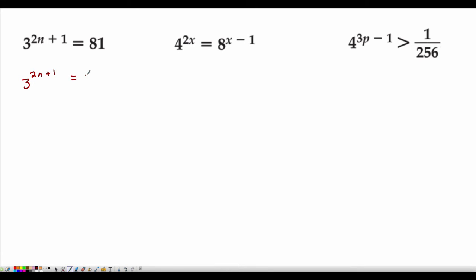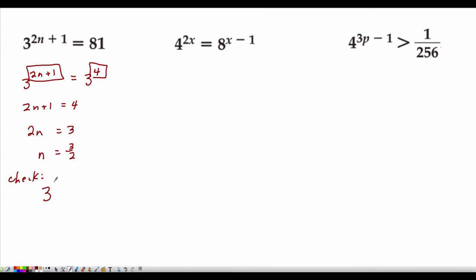To solve these, the bases need to be the same. So I can rewrite 81 as 3 to the 4th power. And now if the bases are the same, that means that the exponents have to be equal. So I'll just solve for n. We get n is equal to 3/2. And we can substitute it back into the original equation just to verify that it's correct. We can check our work. So we have 3 to the 2 times 3/2 plus 1, which is 3 to the 4th, which is 81, so that checks.